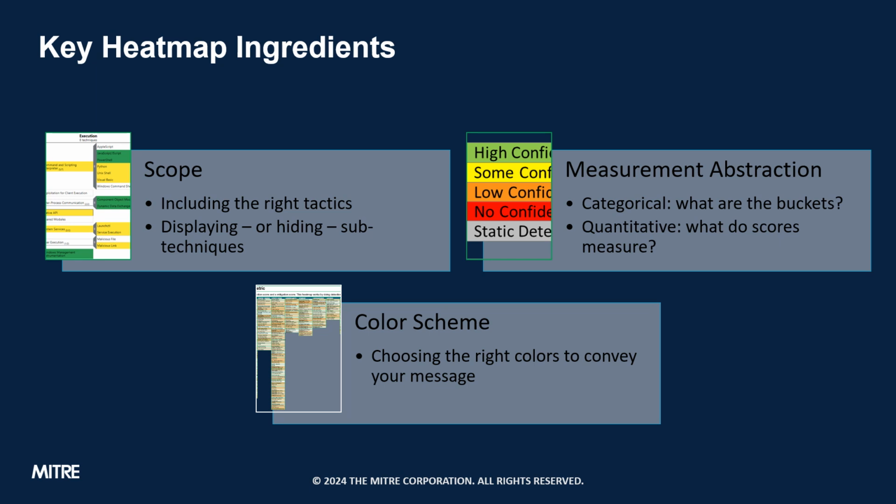The second key thing is the measurement abstraction. This is mainly either categorical or quantitative. What are the buckets and what do scores measure? This is slightly different than scoping from the prior module, in that, really you're choosing how you want to bucket things or how you want to present things at the abstract level. And then lastly, the color scheme. It's very important to choose the right colors to convey your message. And we'll give you a couple of examples of good color schemes as well as those that might not get the message across quite as easily.